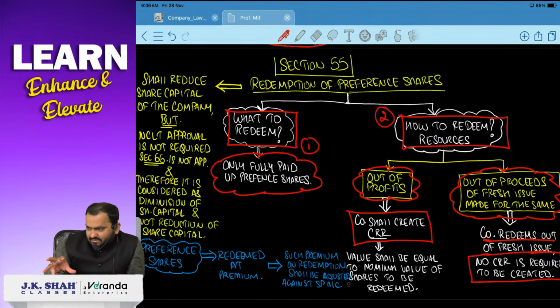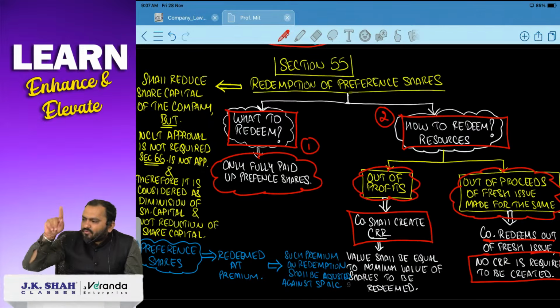There are a few circumstances covered under the reduction of share capital category, and a few covered under the diminution of share capital category. So what is the difference? If circumstances lead to reduction of share capital, the company is required to follow section 66. I told you that. If the circumstance is covered under diminution, you don't need to comply with section 66. Understood? What is section 66? That is the NCLT approval procedure. For reduction of share capital, you need to comply with the NCLT approval procedure.